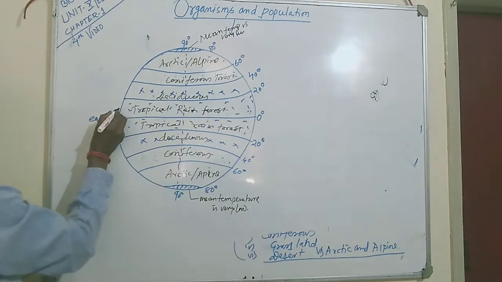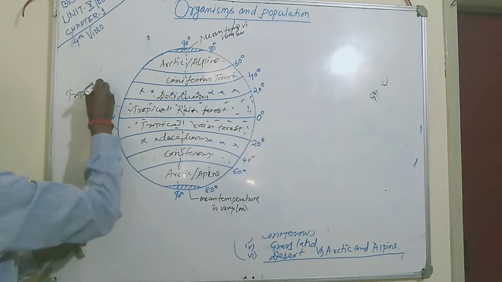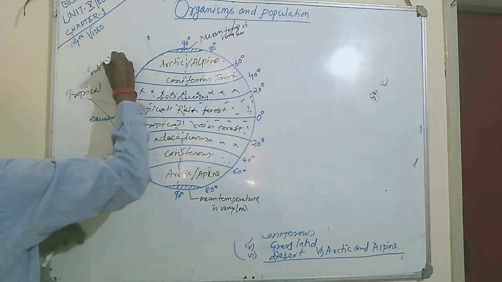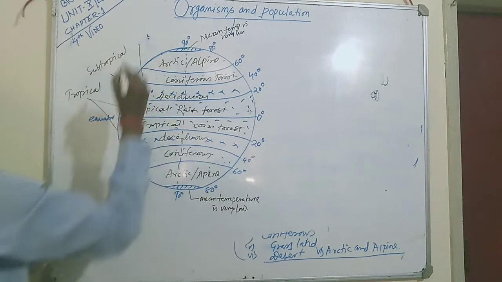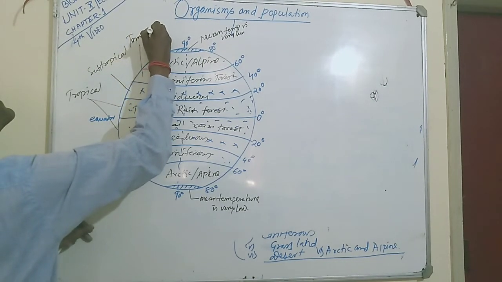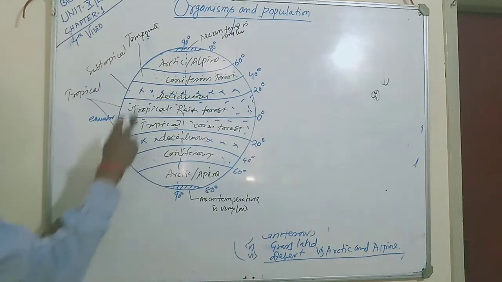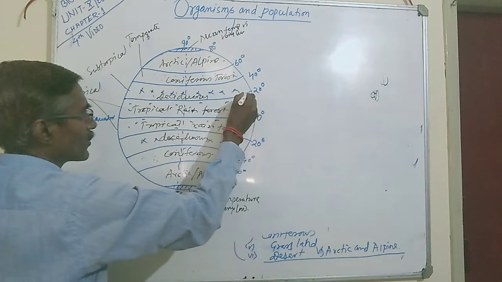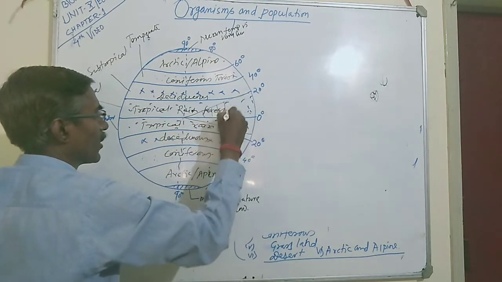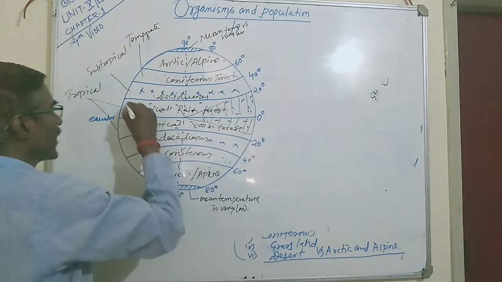Now this is the tropical zone, this is subtropical, this is temperate, this is Arctic and alpine. So similarly north and south divided. Now this zone has great diversity, you already know from class 9 and 10th level. This is the great diversity zone.